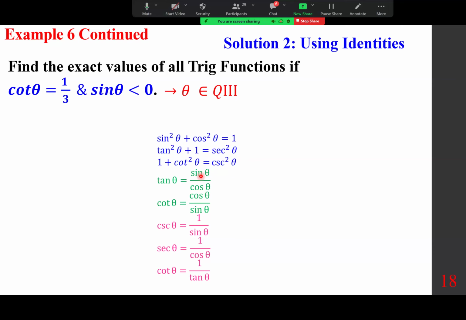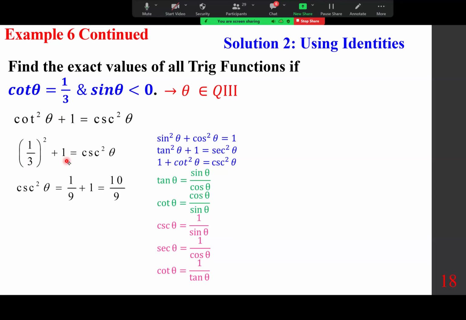In this case, because this is cotangent class, we're going to use the third one, 1 plus cotangent squared, or cotangent squared plus 1 is cosecant squared. You replace this with 1/3, and we recognize this is 1 over 9, with 1 becomes 10 over 9. Cosecant is plus minus the square root of this number, which becomes plus minus the square root of 10 over 9. The 9 comes out as 3.